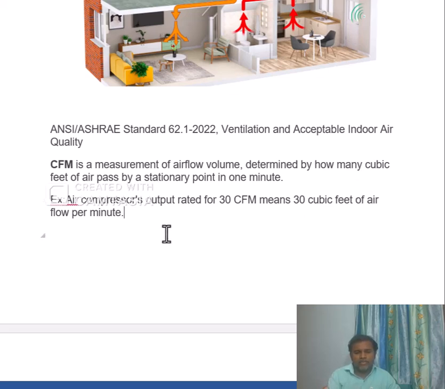For example, if an air compressor is outputting 30 CFM of air, that means 30 cubic feet of air is flowing per minute. That is called CFM, cubic feet per minute of air passing through a single point. So if you take a space of 1 by 1 by 1 and calculate the flow of air by measuring at a stationary point, you can find how many cubic feet per minute of air is passing through the single point.